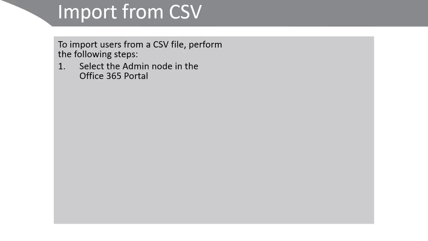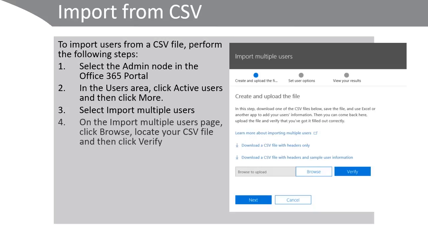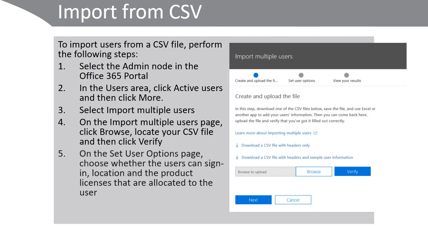You can also import users from a CSV file. To do so, use the following procedure. Firstly, select the Admin node in the Office 365 portal. Then in the Users area, click Active Users and then click More. Select Import Multiple Users. On the Import Multiple Users page, click Browse, locate the CSV file, and then click Verify. On the Set Users options page, choose whether the users can sign in, the location, and the product licenses that are allocated to the user, and then click through the wizard to complete the process.